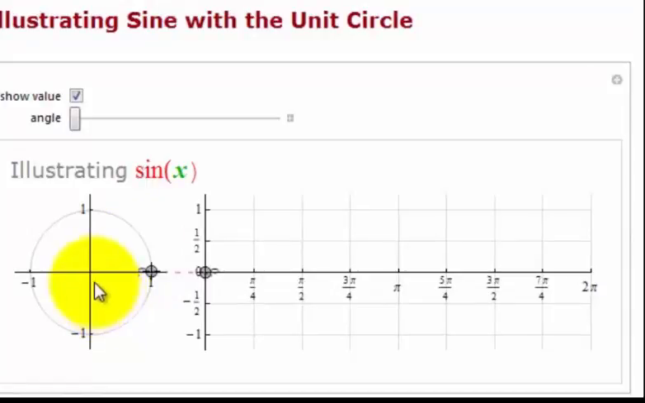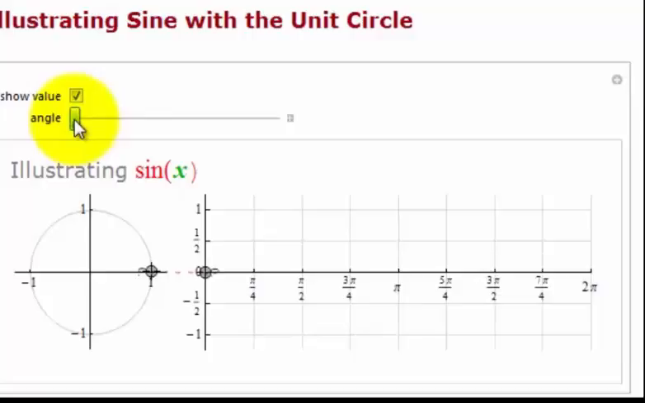If an angle is in standard position, the point where the terminal side of the angle intersects the unit circle will give us both the cosine function value and the sine function value, where the x-coordinate is the cosine function value and the y-coordinate is the sine function value. So we're going to animate this point around the unit circle, and when we do this, we'll plot the y-coordinate or the sine function value on the coordinate plane for the angles from 0 to 2 pi radians.